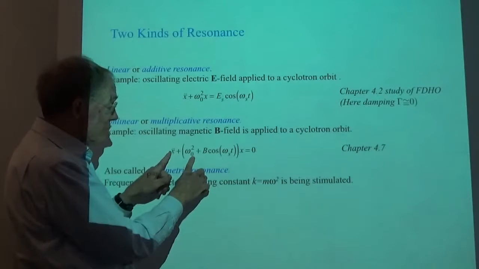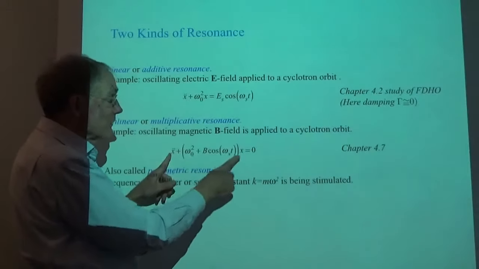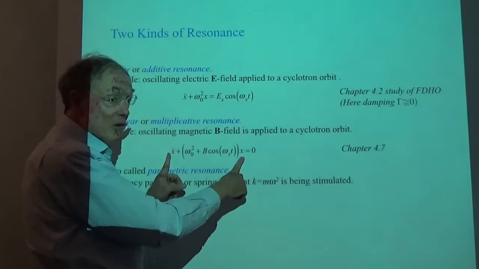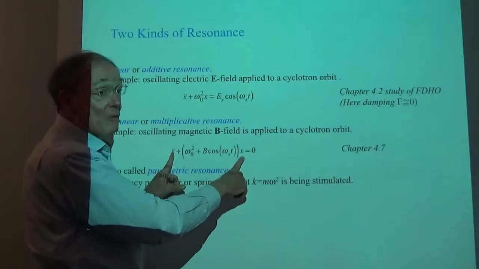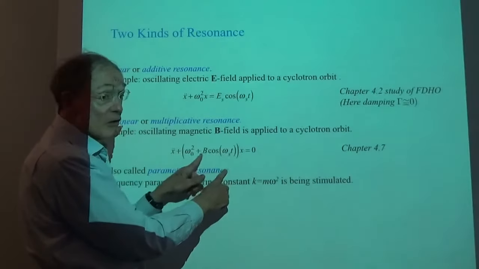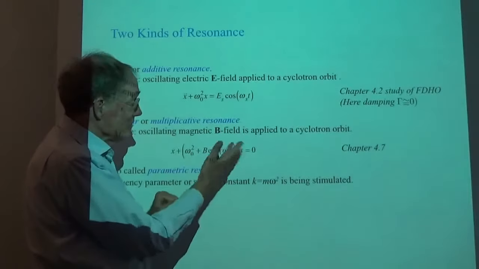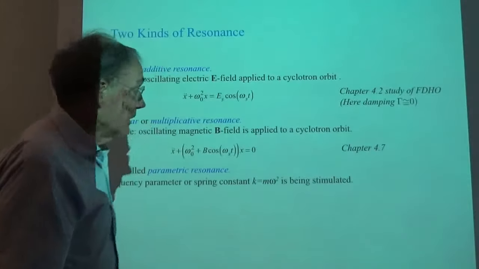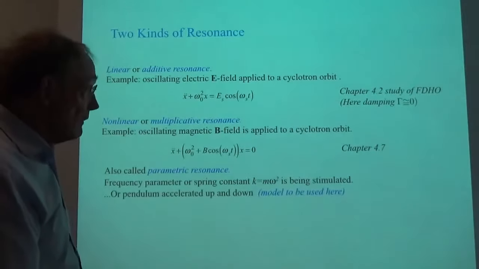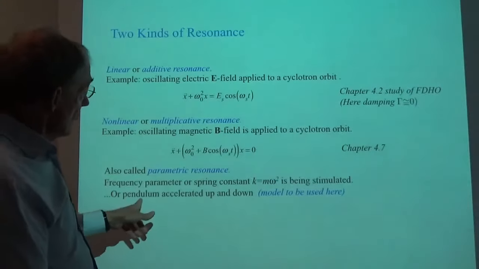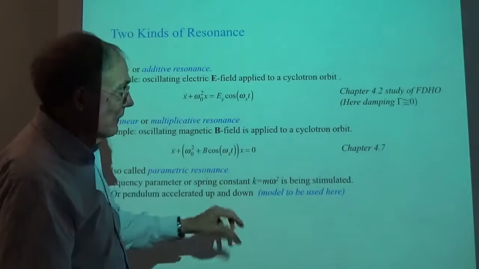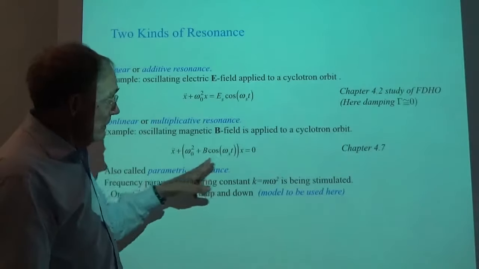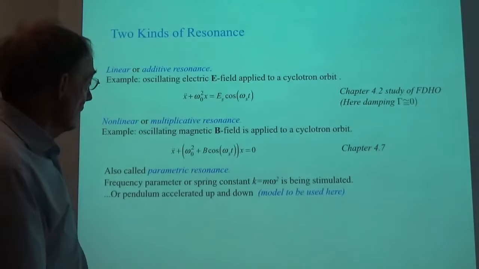So here we have a time-independent variable equation that resembles, have you seen this before? This is Schrodinger's equation. If x was a psi wave function, and this was a potential, it's just that the independent variable is time now. So that is something that's quite powerful. And we're going to use a pendulum accelerated up and down. That, to me, is the most simple mechanical analog of this type of parametric resonance.